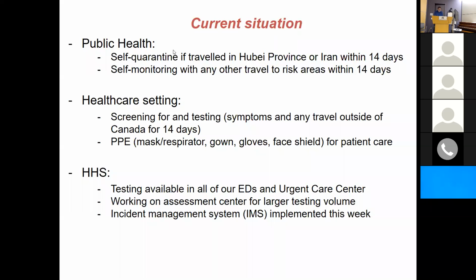HHS, we have testing available in all of our EDs and the urgent care center at this point. We are working on an assessment center with public health and CHOS and other key stakeholders to increase our testing volume without blocking our EDs. And I think Barry will talk about the IMS, the incident management system that was implemented this week, and how we operationalize the work around COVID-19 these days.